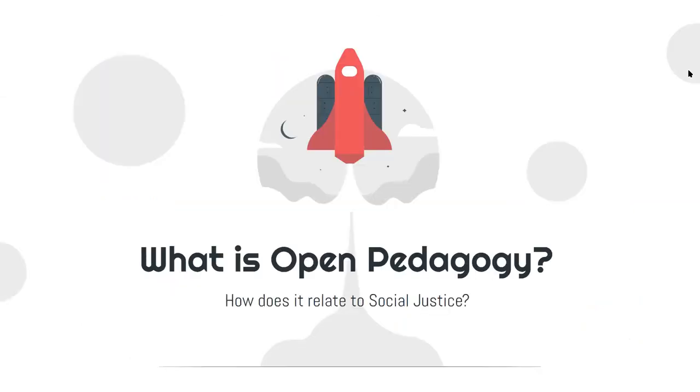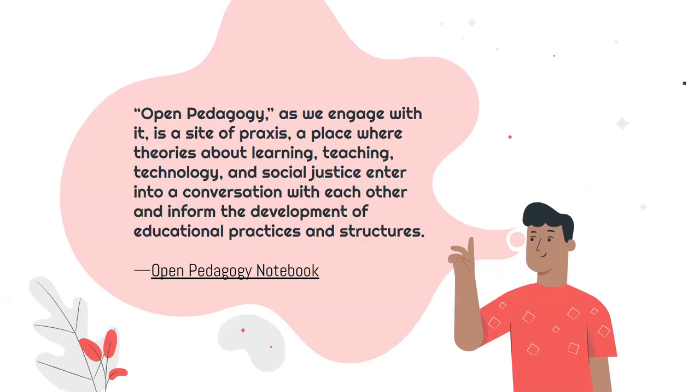All right, so what is open pedagogy and how does it relate to social justice? Well, we talked about that with representational justice, and we'll see it more in practice with the examples that I'll show. But what is open pedagogy? This is a definition from the Open Pedagogy Notebook: open pedagogy, as we engage with it, is a site of praxis, a place where theories about learning, teaching, technology, and social justice enter into a conversation with each other and inform the development of educational practices and structures. To simplify that, it's putting into practice theories around learning, which include teaching, technology, and social justice, and using that to inform how somebody teaches and what they're teaching with. This is a more theoretical definition, but we'll cover what the practical application looks like in a minute.